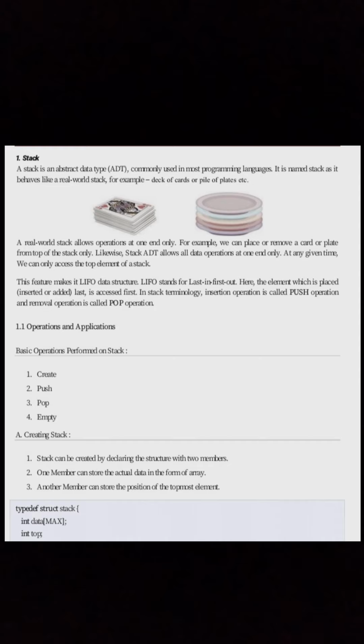Now let us begin. Stack. A stack is an abstract data type (ADT) commonly used in most programming languages. It is named stack as it behaves like a real world stack, for example, a deck of cards or a pile of plates. See the figure. A real world stack allows operations at one end only. For example, we can place or remove a card or plate from the top of the stack only.